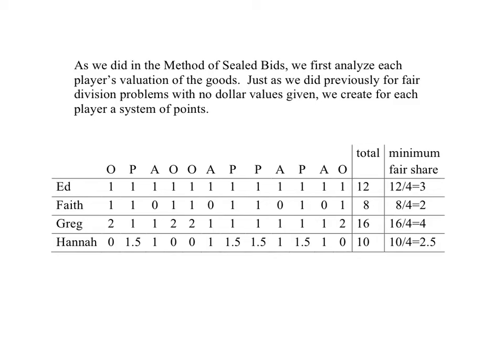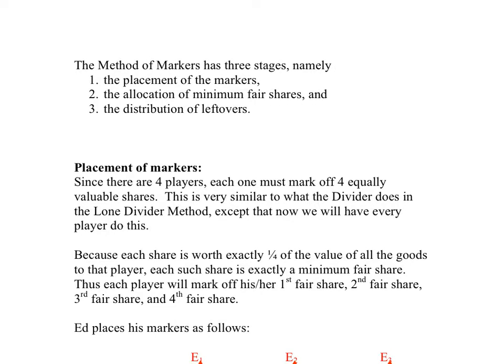So how do we apply the actual method? The method of markers has three stages, namely, placement of the markers, allocation of minimum fair shares, and distribution of leftovers. Alright, so let's see how those work in turn.